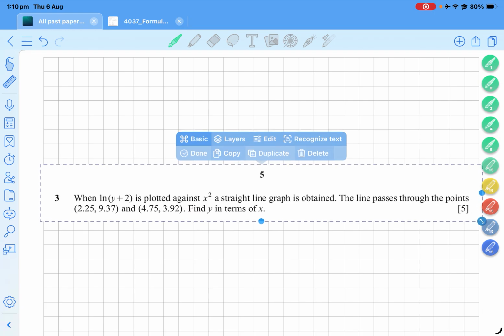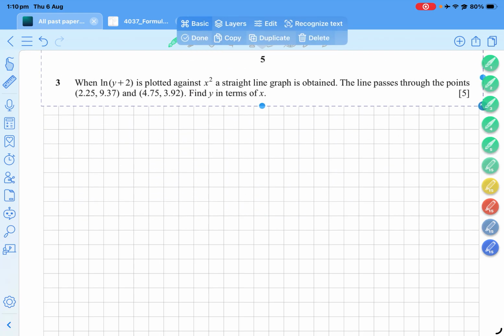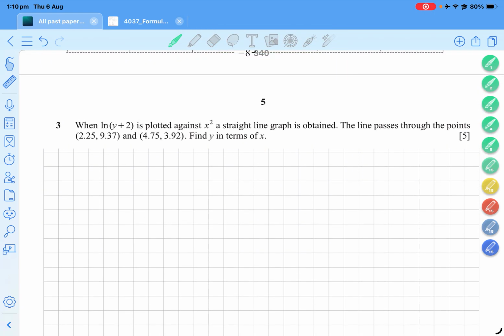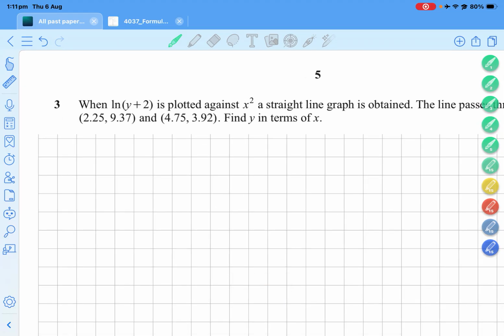So this is 5 marks, so let's see what they've told us. When ln(y plus 2) is plotted against x squared, a straight line graph is obtained. The line passes through these points, to find the value of y. So for one second, forget about these complex expressions. Let capital Y equal ln(y plus 2), and then capital X equals x squared.